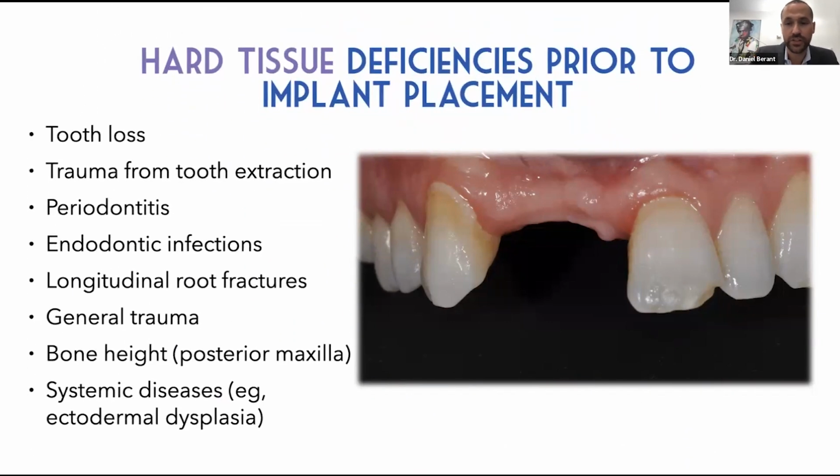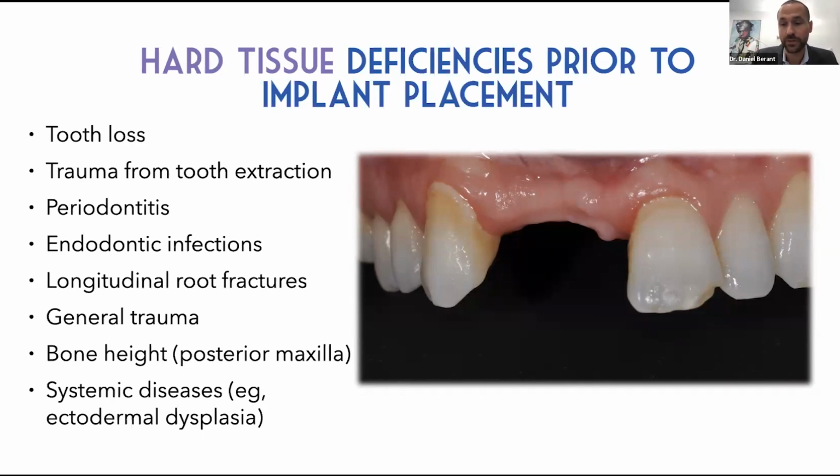When we look at the hard tissue deficiencies prior to implant placement, similar to the soft tissue, we think about how the tooth was extracted or how it was lost. Was it lost from periodontal disease, which would indicate there was probably quite a lot of supporting structure and bone loss? Was it trauma from an extraction or an accident? Does the patient suffer from periodontitis? Was there an endodontic infection? Things like longitudinal root fractures can cause areas where there is a lack of bone.